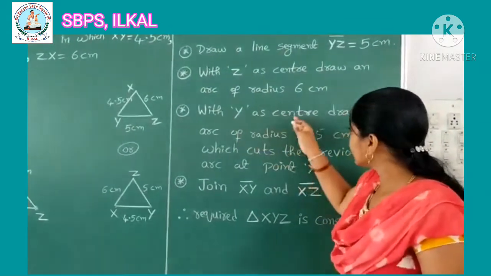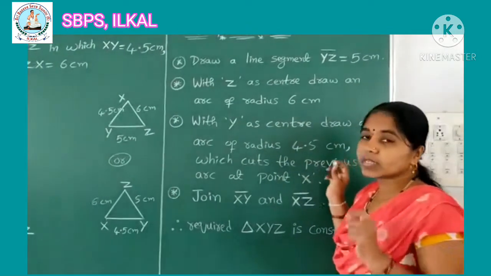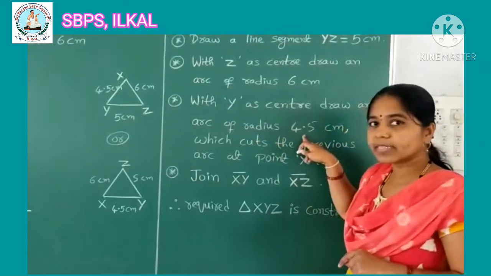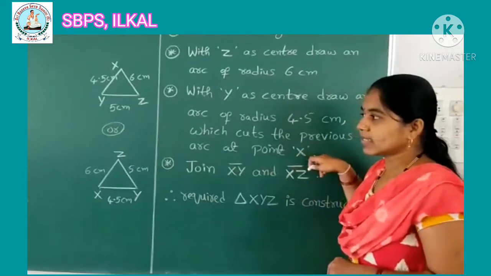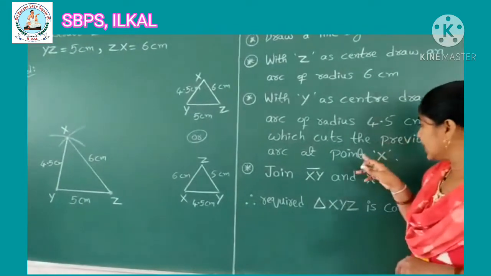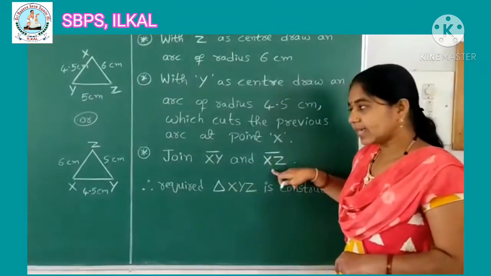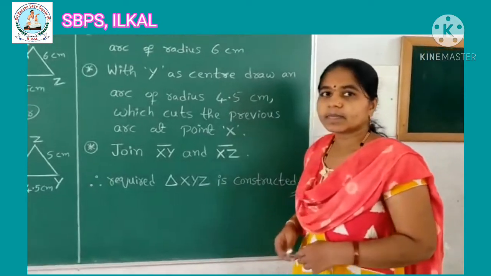And then with Y as center, draw an arc of radius 4.5 cm. You should keep your compass at exactly point Y and draw an arc of 4.5 cm, which cuts the previous arc at point X. Okay, those two arcs will meet at point X. Then join XY and XZ. Therefore, the required triangle XYZ is constructed.